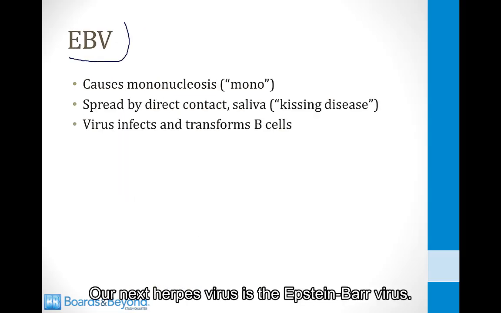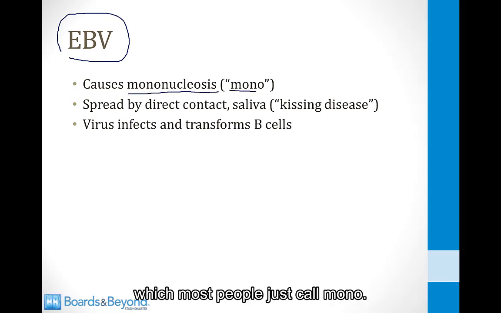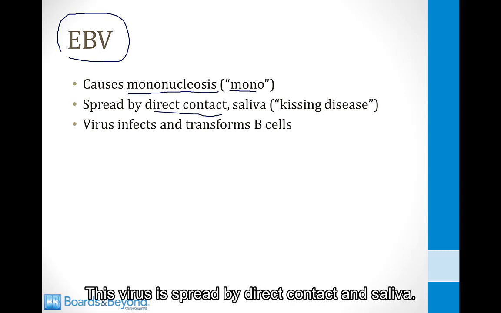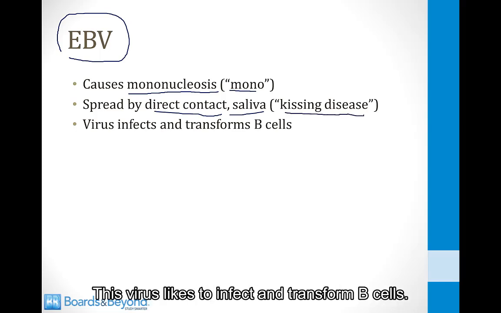Our next herpes virus is the Epstein-Barr virus, and this is the causative agent of infectious mononucleosis, which most people just call mono. This virus is spread by direct contact and saliva, and for that reason many people call it the kissing disease. This virus likes to infect and transform B cells.